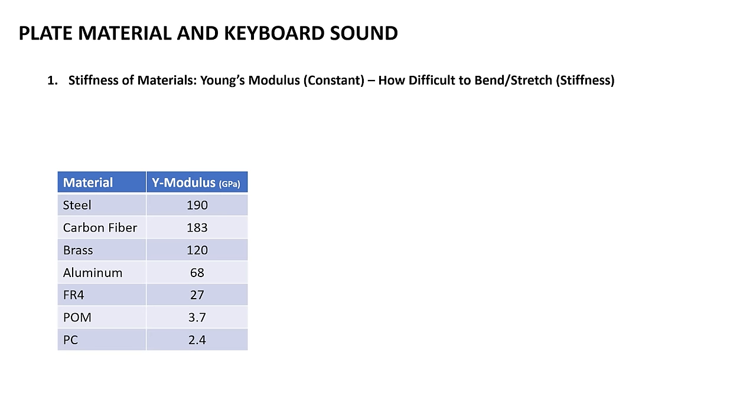Given this, I created this chart to show some of the most common plate materials and their Young's modulus stiffness. As you can see, it pretty much follows the street convention we know. Steel is very stiff, carbon fiber also, and something like palm or PC is very soft. It's all numerical and objective. Makes a lot of sense, right?